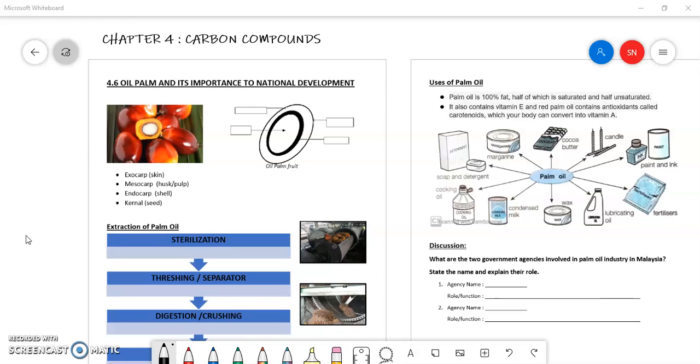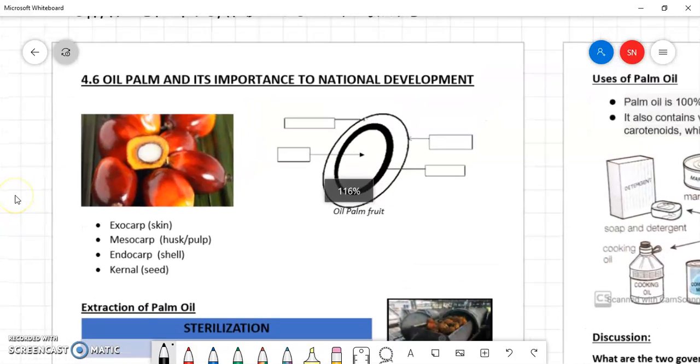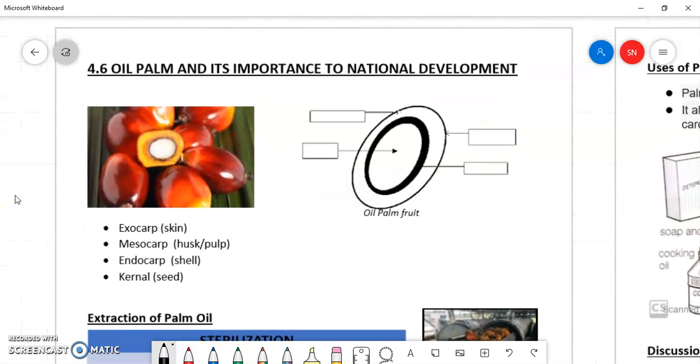Okay, so here we are going to continue with carbon compounds, right? Our current chapter for science, and we are going to look at 4.6 oil palm, oil palm and its importance to national development. Okay, now for oil palm, first of all, we are going to look at the structure of oil palm fruit, right?